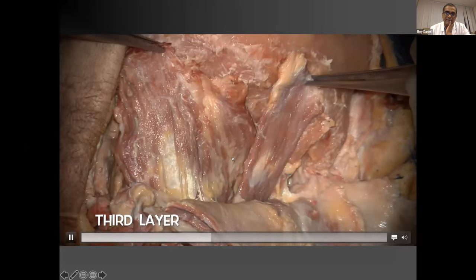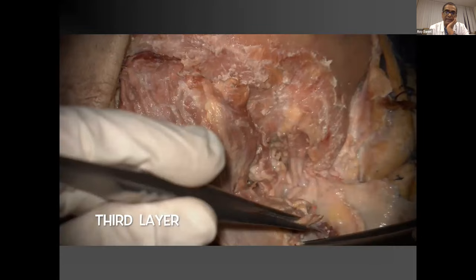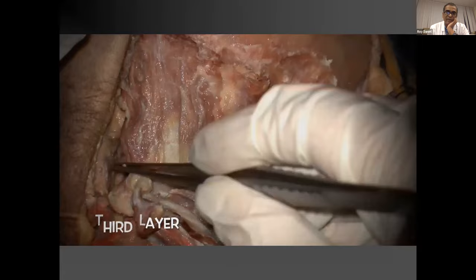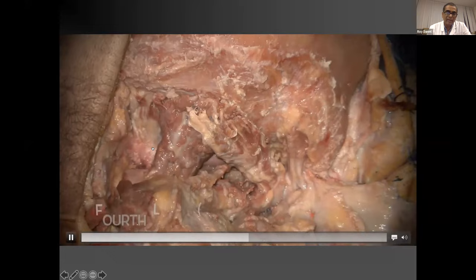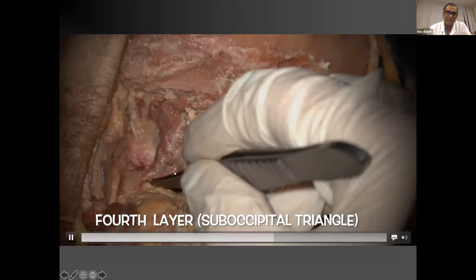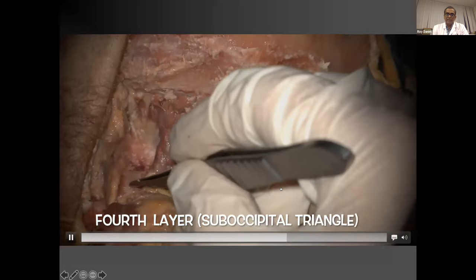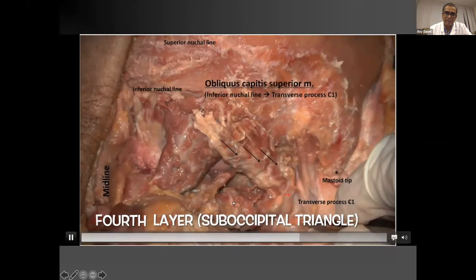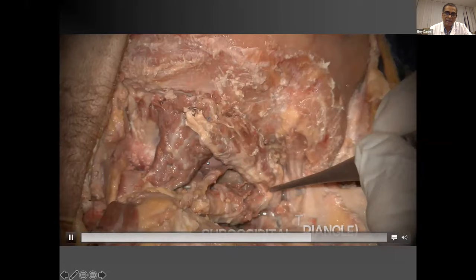Now, after you remove or deflect the third layer, you come to the important part of the dissection where you see the famous suboccipital triangle. And there you see these three important muscles. So the first muscle is the rectus capitis posterior, and you have the minor here, which is not related directly, but that's the rectus capitis major. And then you have these two obliques, both of which are attached to the C1 transverse process. So the superior oblique here and the inferior oblique here. And that encloses the superior suboccipital triangle. And there you can see a glimpse of the vertebral artery there.